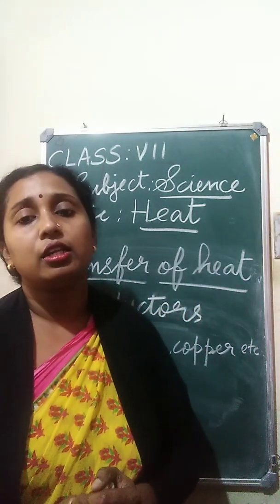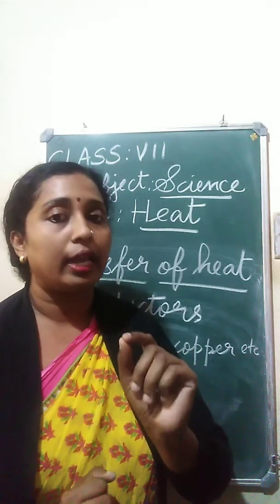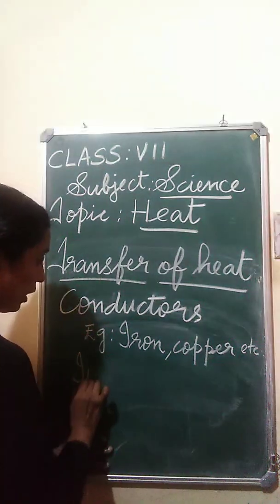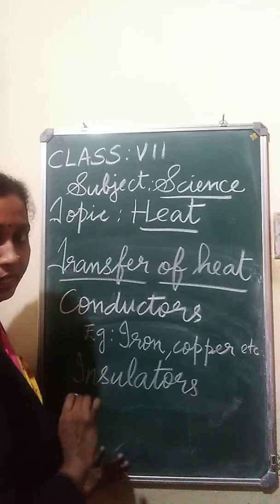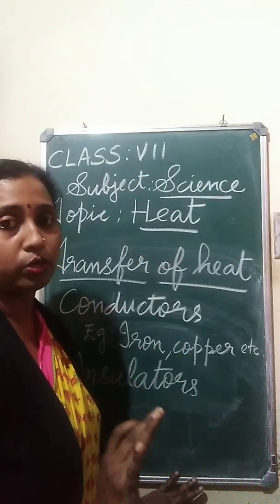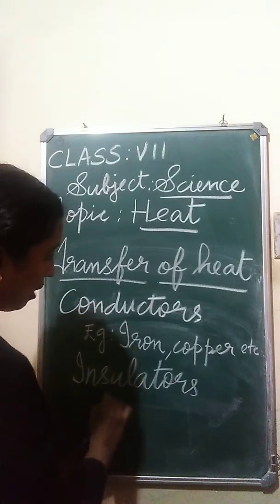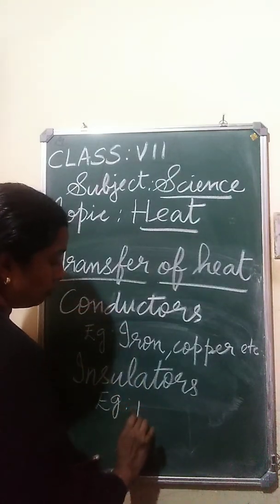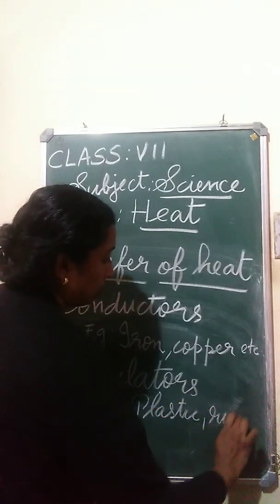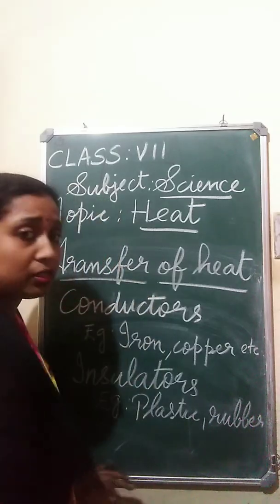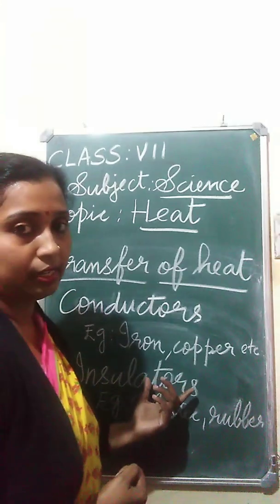And the materials which do not allow heat to pass through them are called insulators. Examples are plastic, rubber and paper.